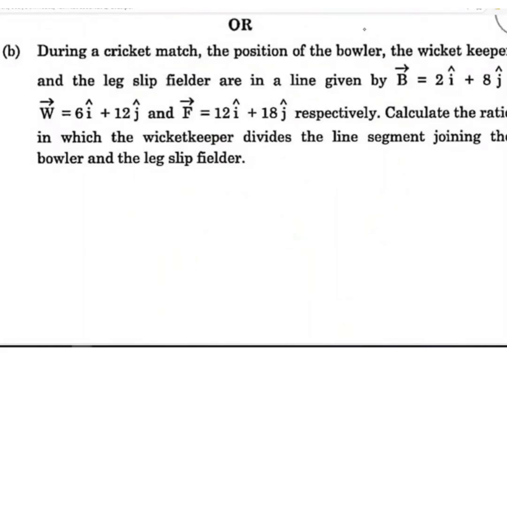During a cricket match, the positions of the bowler, the wicket keeper, and the leg slip fielder are in the line given by B vector, W vector, and F vector respectively. Calculate the ratio in which the wicket keeper divides the line segment joining the bowler and the leg slip fielder.